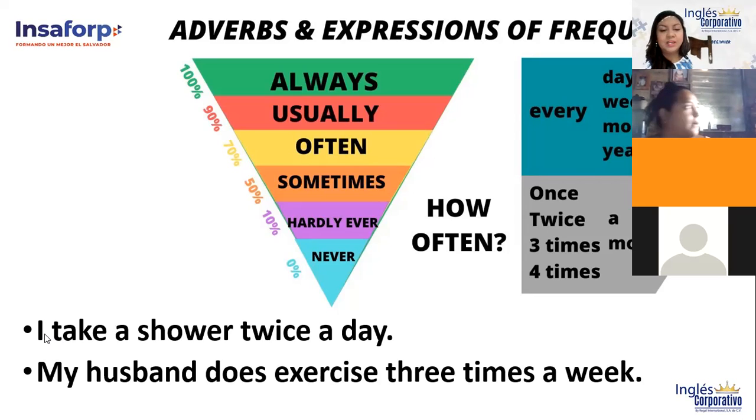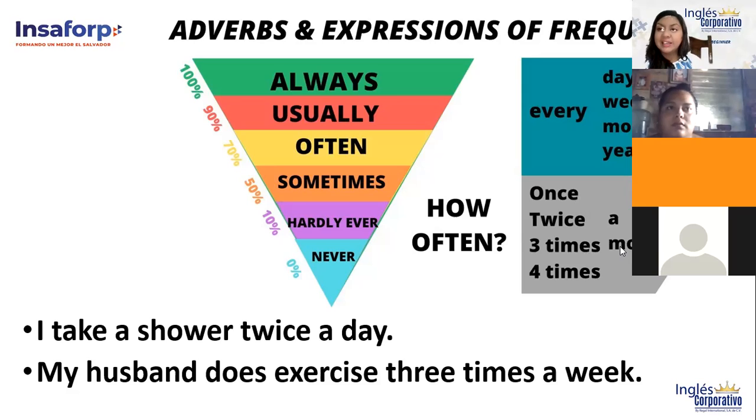We have an example here. I take a shower twice a day. Me baño dos veces al día, twice a day. My husband does exercise three times a week. Mi esposo hace ejercicio tres veces a la semana, three times a week. So these are expressions of frequency: every day, todos los días. Every week, cada semana. Every month, cada mes. Every year, cada año. Once a month, or once a day, or once a week, or once a year, una vez al mes, twice a month, dos veces al mes, three times a month, tres veces al mes, four times a month, cuatro veces al mes.